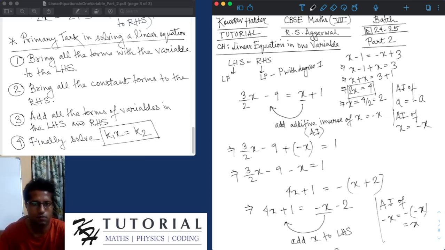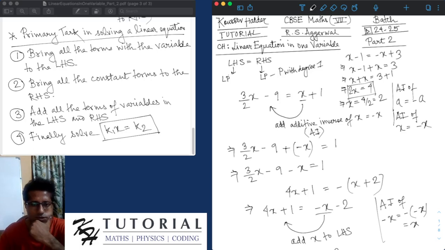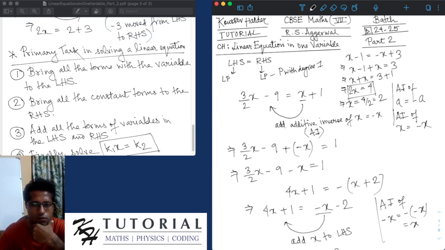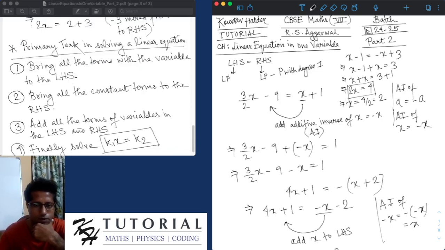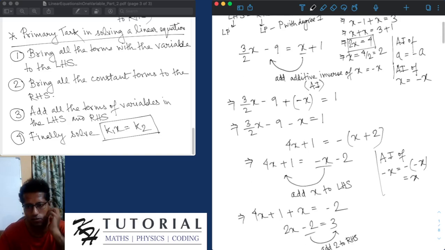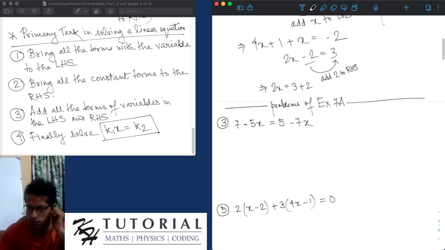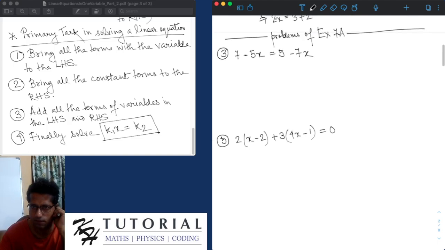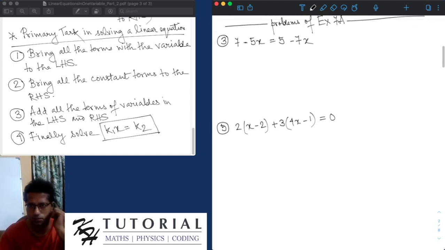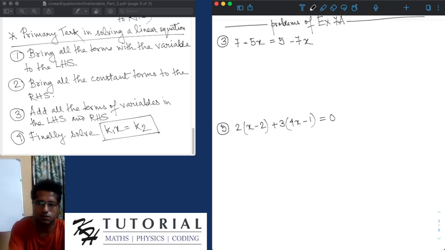So that was all about the concepts and the theory and the logic behind how we solve a linear equation in one variable. Now let's apply this in solving some problems from exercise 7a. While solving these examples, I will follow two methods. The first method is that I will bring all the x terms to the left hand side.